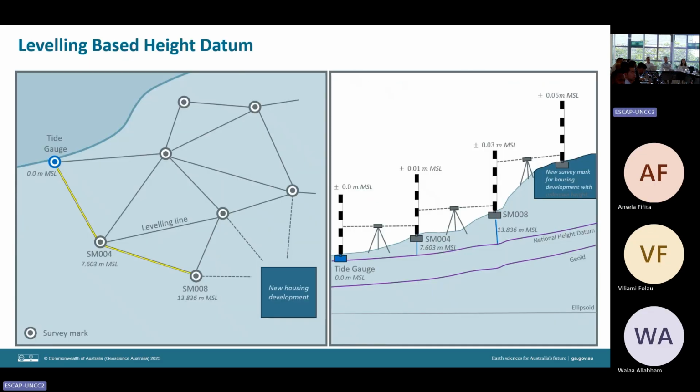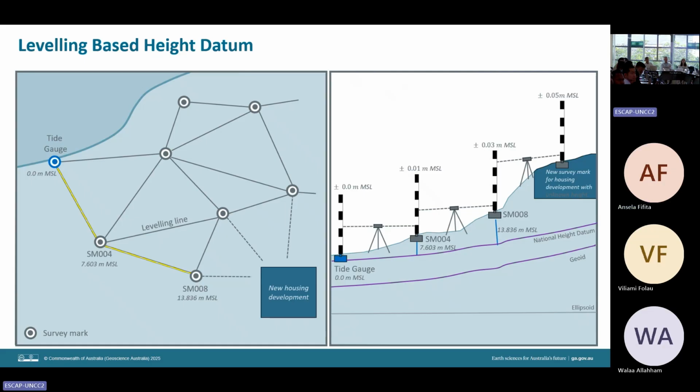So how are leveling-based datums realized? Well, first we need to run a closed network of precision spirit level lines between permanent survey marks. At each mark, we record only the height difference to its neighbors, and the absolute numbers come later. We then pick one or more tide gauge benchmarks, set them to 0 meters within the datum as a height, and run a least squares adjustment through all of the height differences.